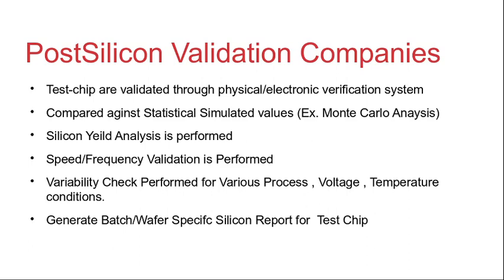Multiple things will be compared, as for the stimulus. They will be compared against the statistically simulated values like Monte Carlo or something. Silicon yield is another factor these companies have to analyze. Obviously, when we are making a chip, it will have some frequency, and that particular frequency of operation is also checked there. Because of process variation, temperature and voltage, there will be various kinds of chips and operating conditions. These also will be verified by these companies. And finally, once all the testing is done, they will generate the silicon report for that particular chip, which we call a test chip.